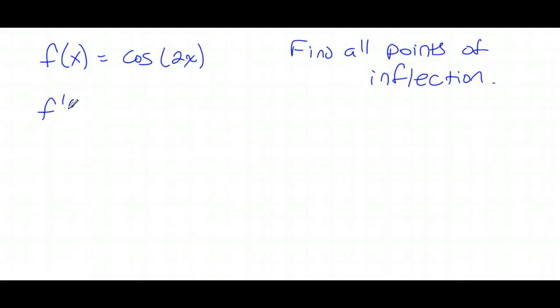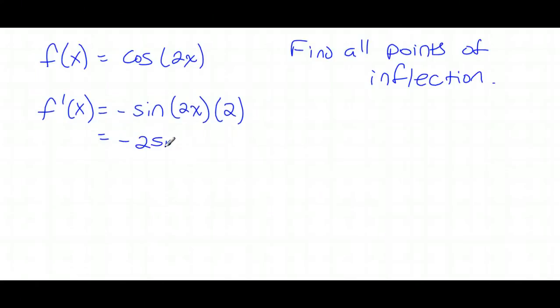So in this case, f prime of x is equal to the derivative of cosine, which is negative sine 2x, times the derivative of the inside, which is 2. So we can simplify that to negative 2 sine 2x equals f prime of x.